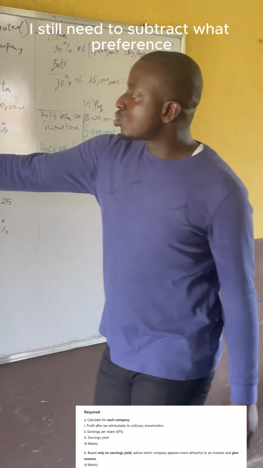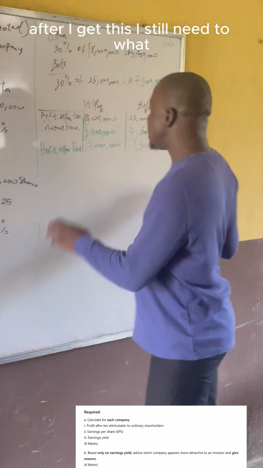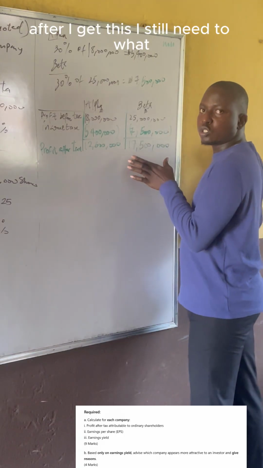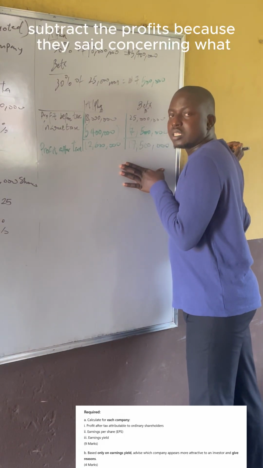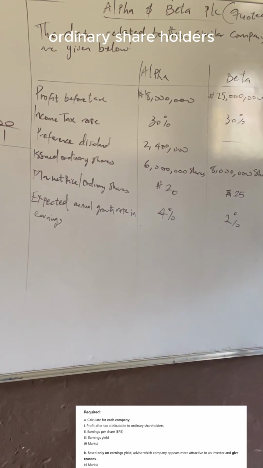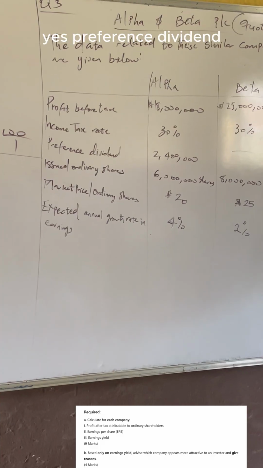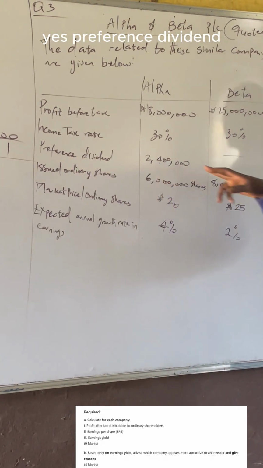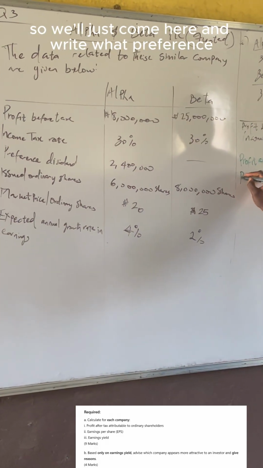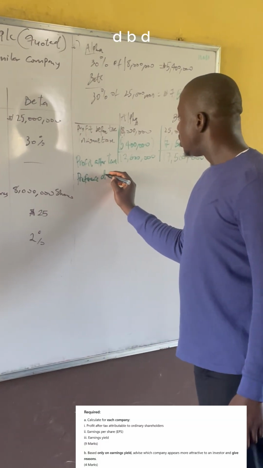Now I still need to subtract the preference dividend. Preference is like a debt. After getting the profit after tax, since we want the profit attributable to ordinary shareholders, we need to remove the preference dividend. So we write preference dividend here.